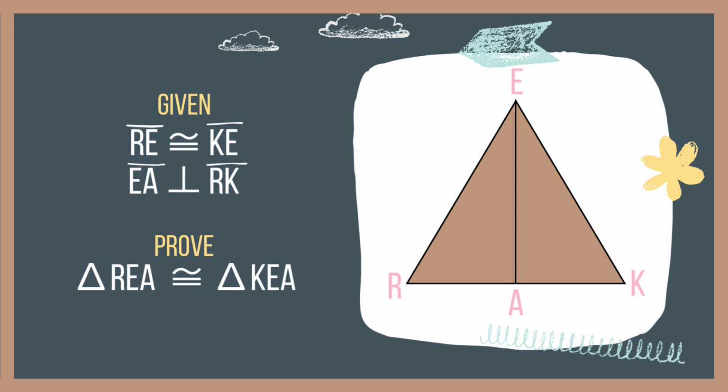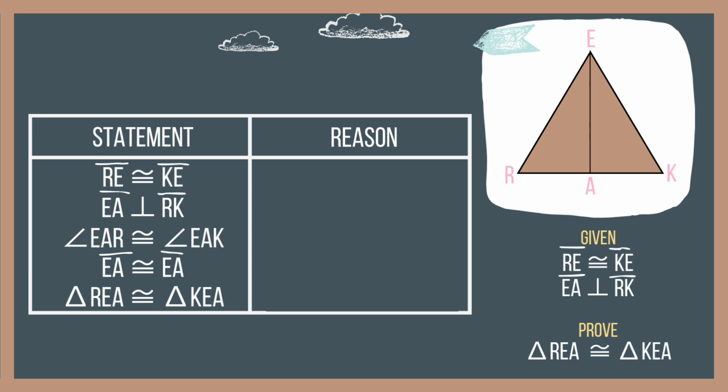Given an isosceles triangle where line segment RE is congruent to line segment KE and line segment EA is perpendicular to line segment RK, let's prove that triangle REA is congruent to triangle KEA. For the first statement, line segment RE is congruent to line segment KE. So what do you think is the reason, guys? Okay, it is because it's already given.